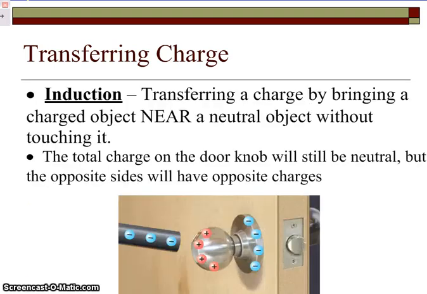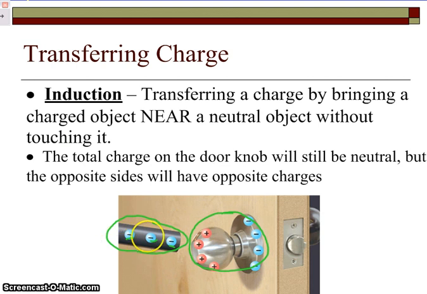So induction: transferring a charge by bringing a charged object near a neutral object without touching it. So really what that's saying is you're bringing something near. Let's look at this rod right here, which has an overall negative charge. We can see this because it's got nothing but negatives in here. We're bringing it near another object, and in this picture, this other object is this door handle right here.